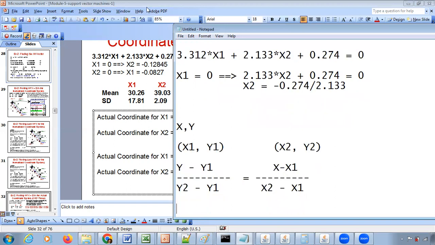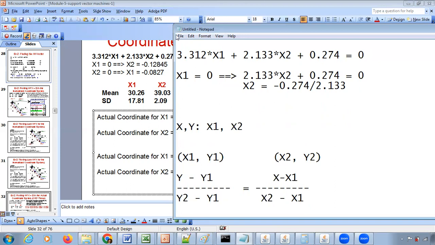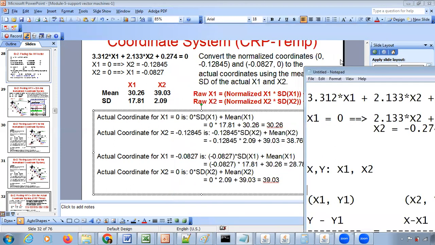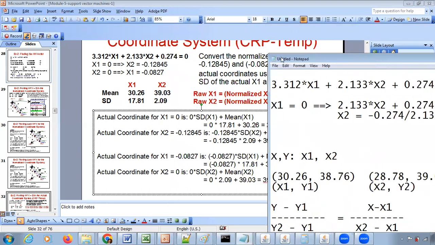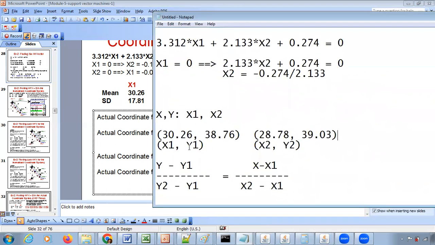So here again, we are going to use the xy system instead of the x1, x2 system. So our x1, x2 values here will form x1, y1, which is 30.26, 38.76. And this is going to be 28.78, 39.03. Okay. So once you have that clarification, this should be fine. So let me show the math here. So this is your y1, this is your y2.